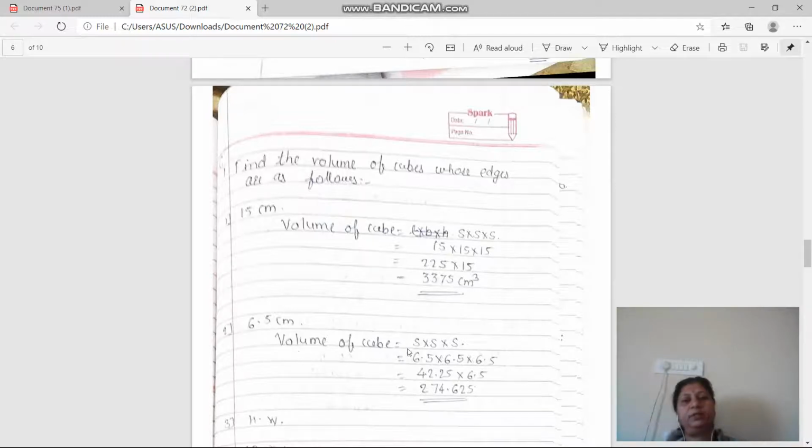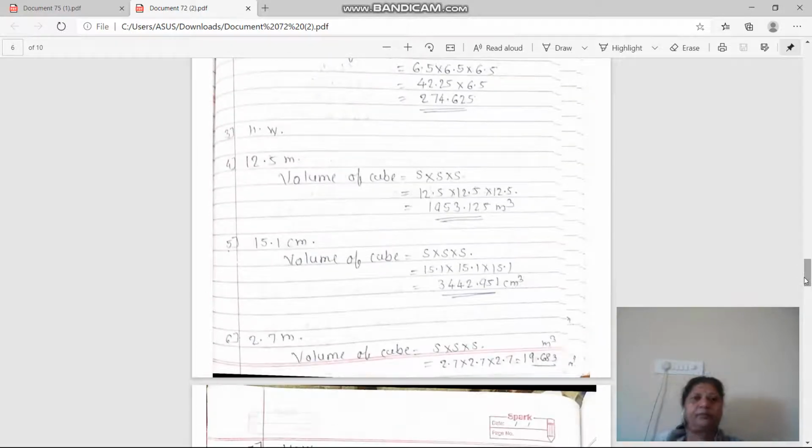So volume of cube is equal to side into side into side. 6.5 multiplied by 6.5 multiplied by 6.5. So it is 274.625. Okay, give the decimals properly. Next thing, volume of a cube, same formula here, 12.5 multiplied by 12.5 multiplied by 12.5, we get 1953.125 cubic meter. Okay, so here the same formula we have to use in the fifth and sixth examples.